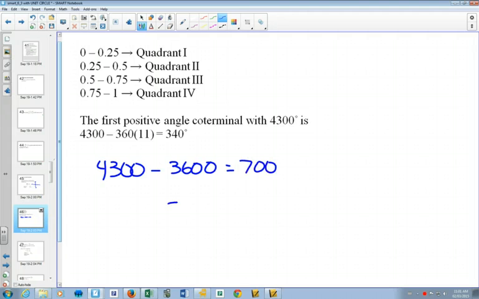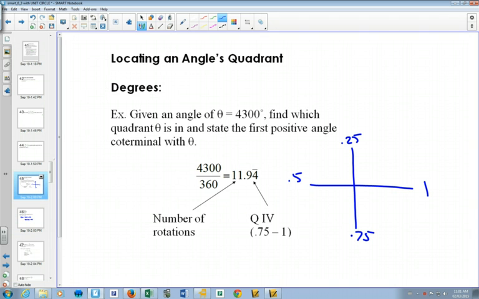I could subtract 360 from that again, and then get 340 degrees. And since that's between 0 and 360, that would be the first angle that would be coterminal with it. Of course, this isn't bad. If you've got a calculator, you could just divide it, then use the decimal to find that out.